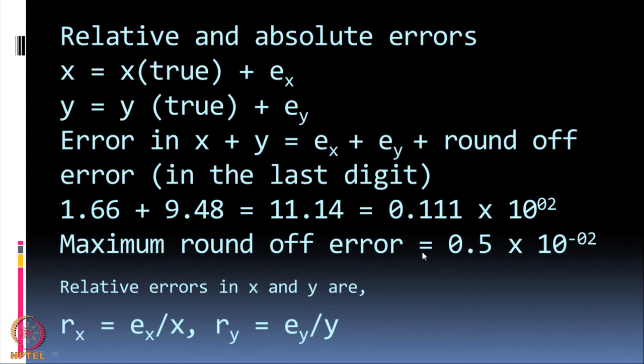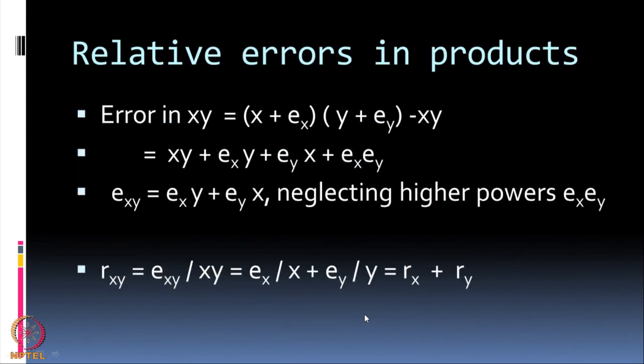Now let us see what relative errors are. These are absolute errors. Relative error would be: Rx is the relative error in x, that is given by Ex by x. The relative error in y will be Ey by y. So, that is a relative error, not an absolute error. These relative errors will be useful when I calculate the product of numbers. So, let us go to the next one.